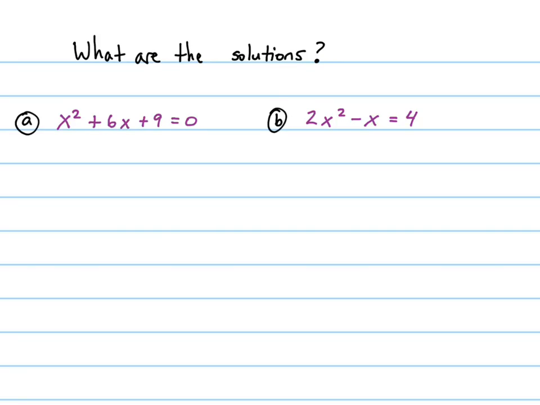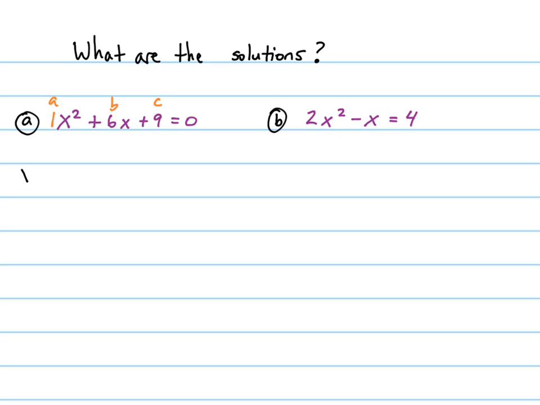So in example A here, we've got x squared plus 6x plus 9 equals 0. In order to use the quadratic formula to get your a, b, and c, you want to make sure your equation is set equal to 0. That's nothing new. So for this first one, we're already set up. So let's just figure out the values of a, b, and c. So a in this case is going to be 1, b would be 6, and c would be 9. So now we just need to plug this into the quadratic formula.